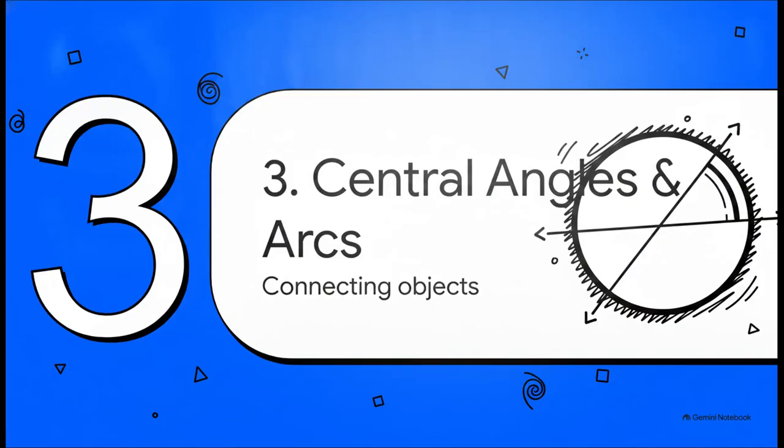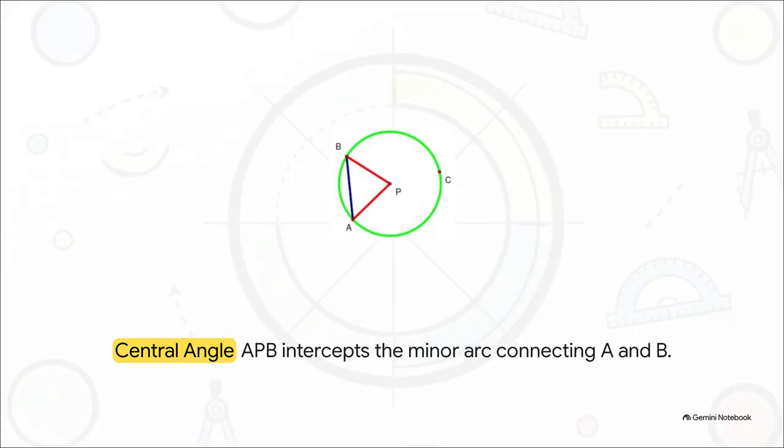All right, Section 3, Central Angles and Arcs. Let's see how we go about connecting these objects. Notice how the angle at the center point P opens outward, establishing the strict boundaries for the minor arc from point A to point B. The angle literally sweeps across the interior of the circle, and right where its sides hit the edge, it creates that specific arc. In geometry, we say the angle intercepts the arc.